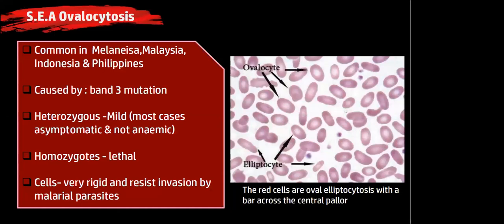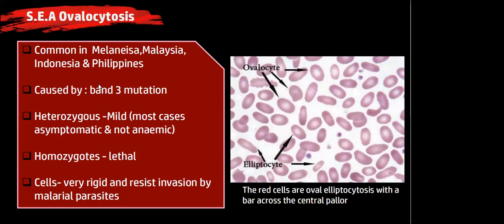Southeast Asian ovalocytosis is a rare inherited hemolytic anemia, but common in Southeast Asian countries such as Melanesia, Malaysia, Indonesia, and Philippines. It is caused by the band 3 mutation. So remember, band 3 is part of the vertical interaction of the red cell membrane.